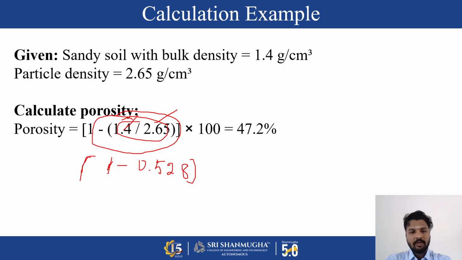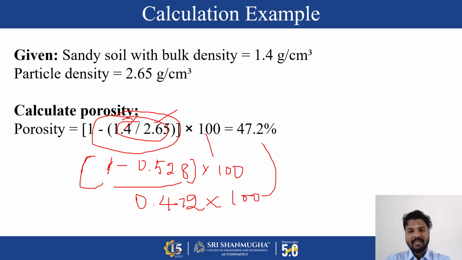This whole term is multiplied by 100. It will come to 0.4 something. You can check on the calculator. Yes, 0.47872 will come. That is multiplied by 100. So finally you will get this value. This is the porosity value for this sample problem. Okay, we can move to the next slide.